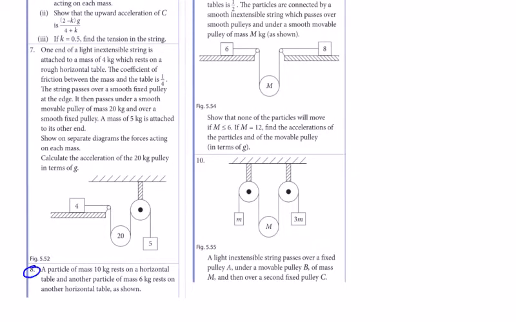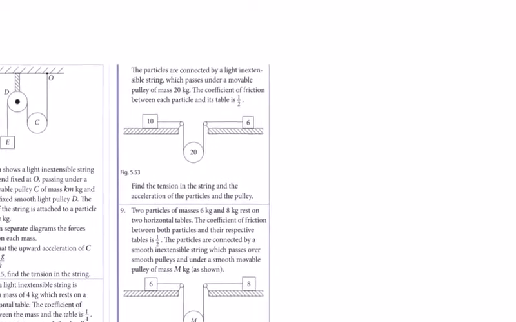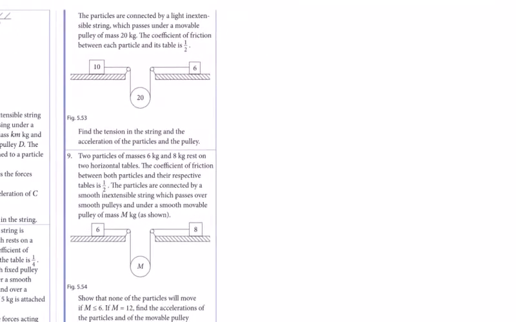Question 8. A particle of mass 10 rests on a horizontal table, and another particle of mass 6 rests on another horizontal table as shown. So we come up here to the question, the diagram. They're connected by a light inextensible string which passes under a movable pulley of mass 20. We can see that the 20 is going to go down with an acceleration of the average of the other two.